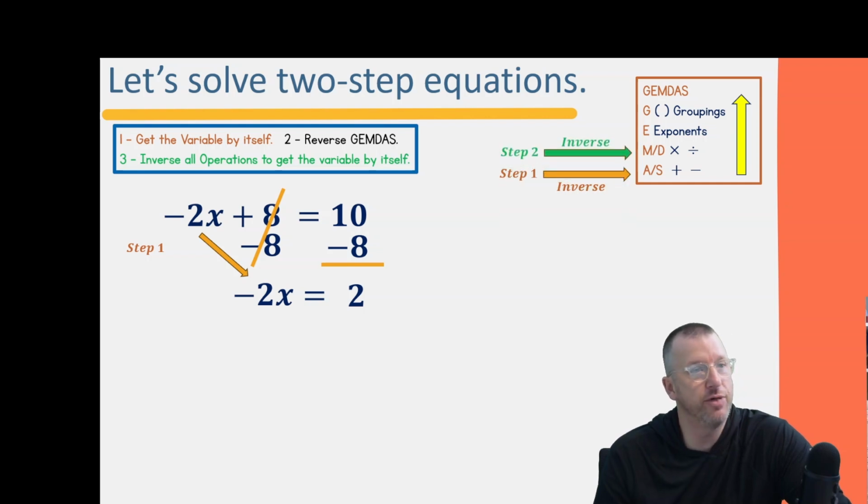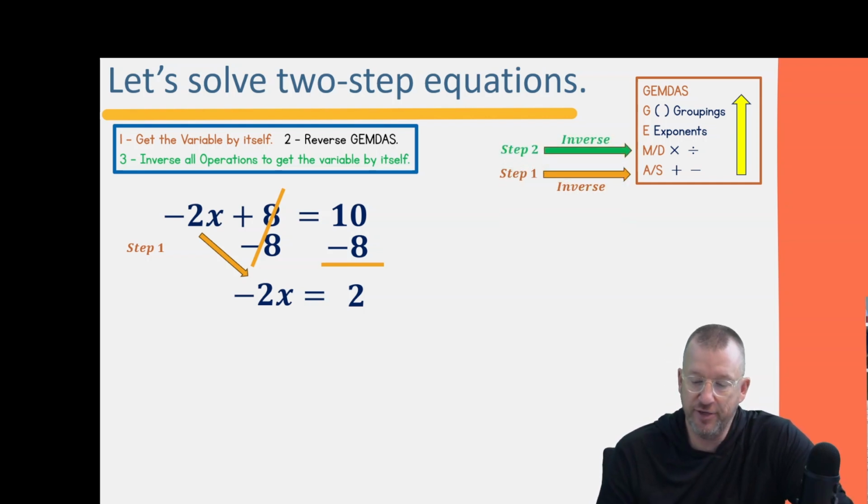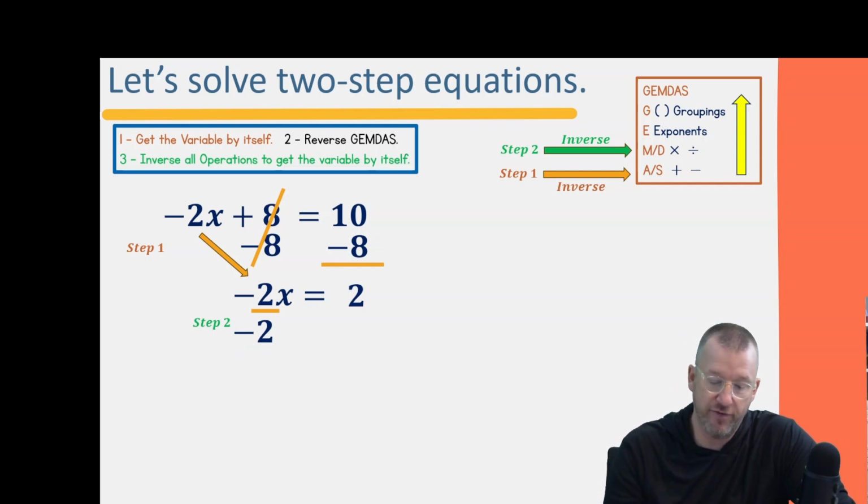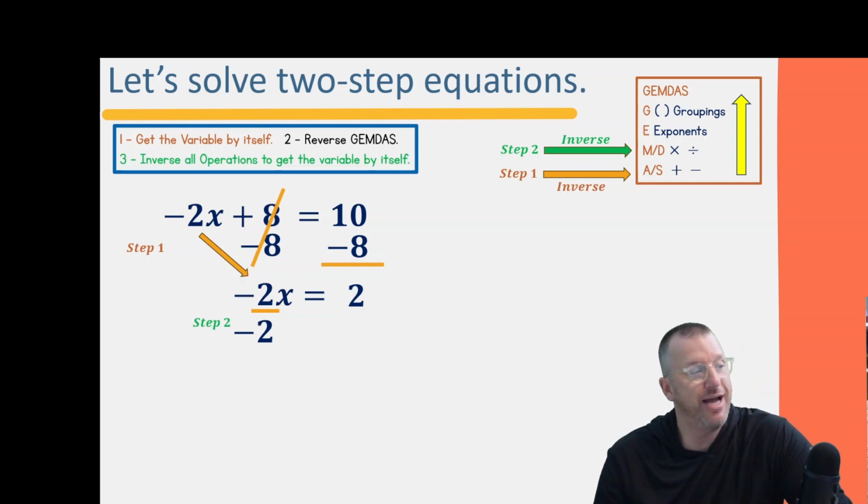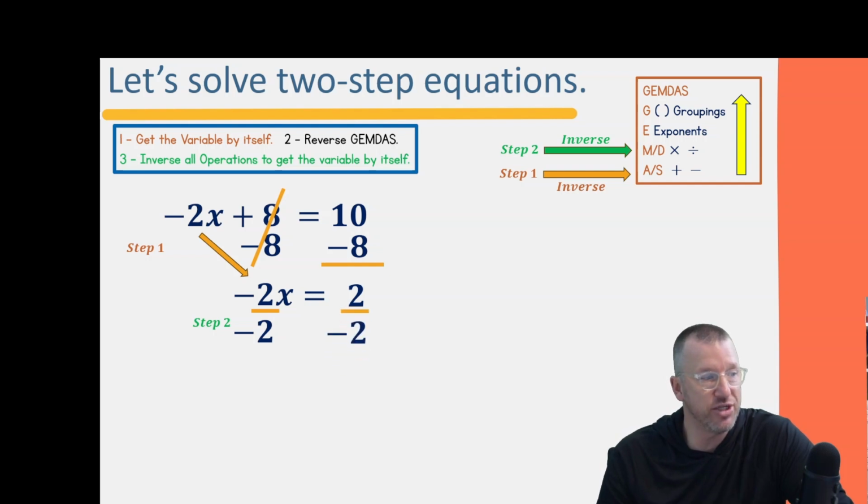We go to step 2, which is, do you see any multiplication or division? Absolutely I do. The reason I did this problem is because I wanted you to see that it is still multiplication. So we're going to do division, but we're going to divide by the negative 2. You have to divide by whatever the coefficient's value was next to the x. It was a negative 2, so we're going to divide by negative 2. And what I do to one side, I must also do to the other side.